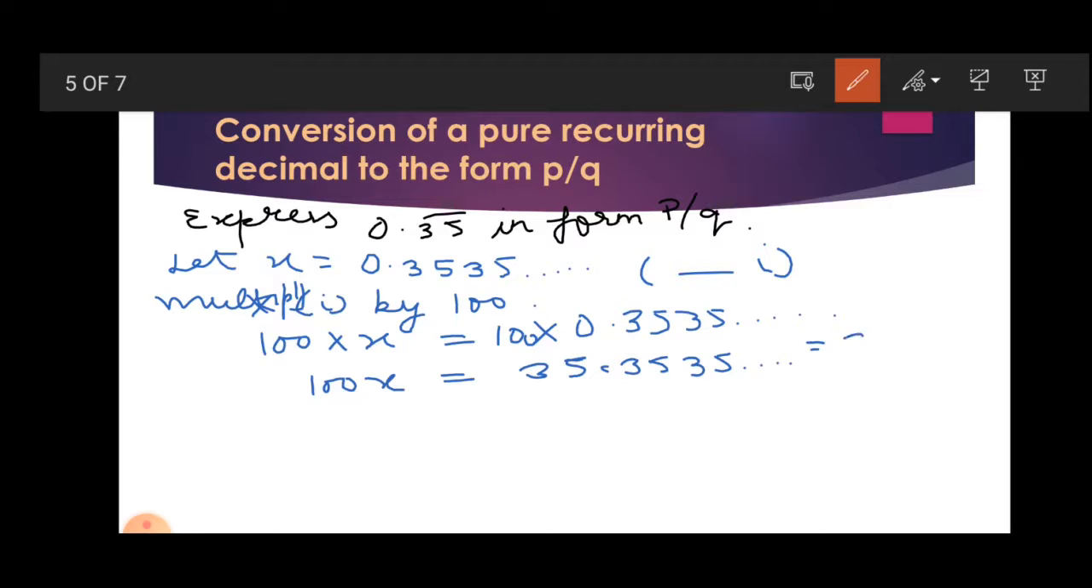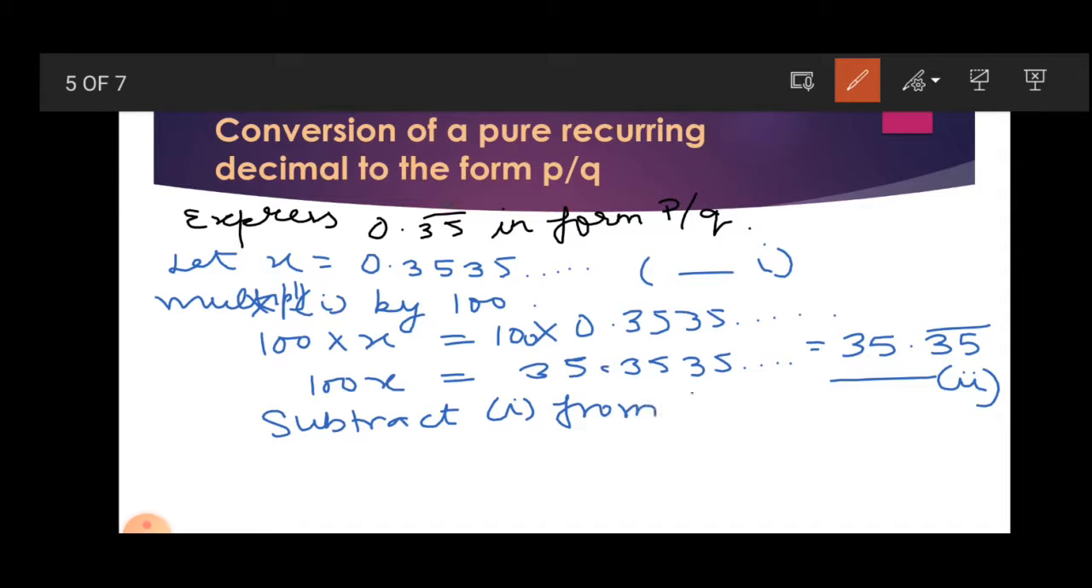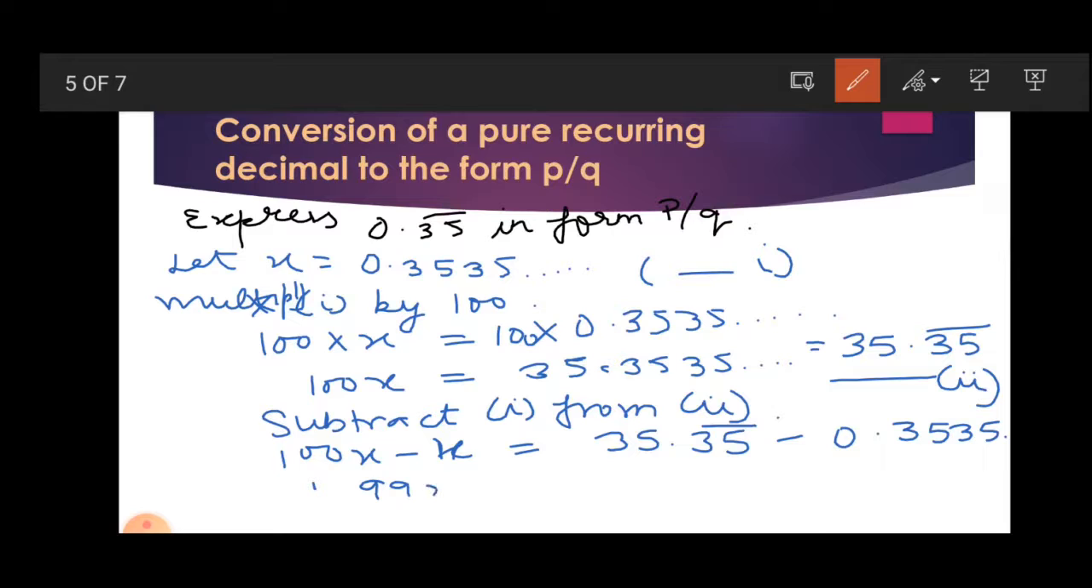which is equal to 35.35 bar. Now this is equation second. Now subtract equation 1 from equation second. So 100x minus x is equal to 35.35 bar minus 0.3535 and so on.